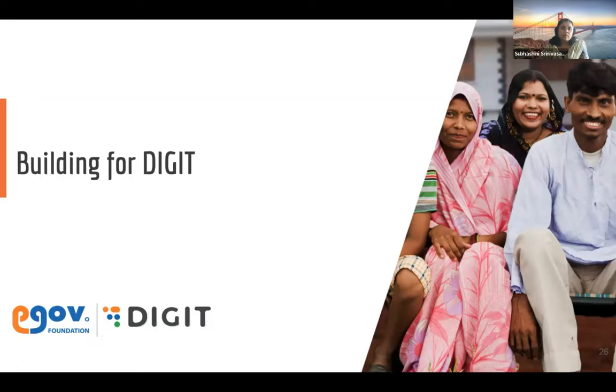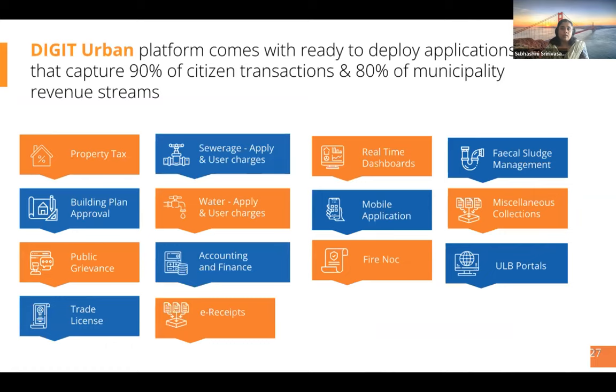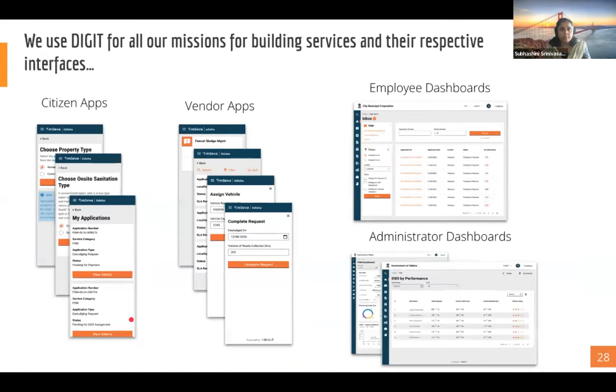In this section, we primarily just want to talk about how we are enabling others to build on top of Digit, and how we ourselves have leveraged the Digit platform. If you look at it, Digit Urban uses Digit core platform services. It uses the registries. And eGov has built 12 plus urban modules on top of Digit. These are all some of the modules: property tax, accounting, trade license. You would have seen this before.